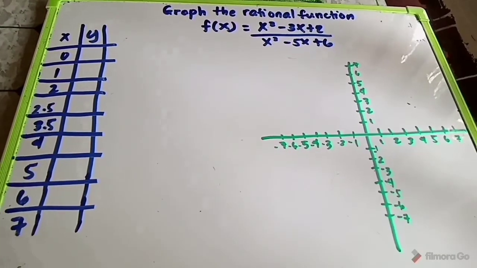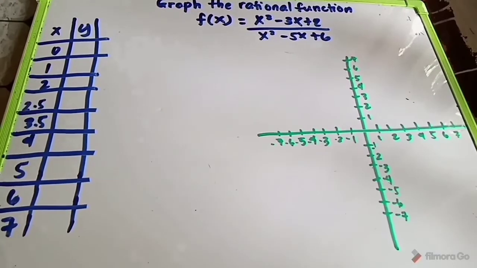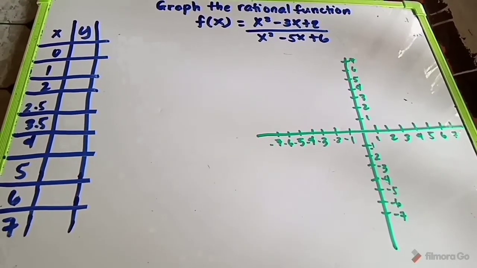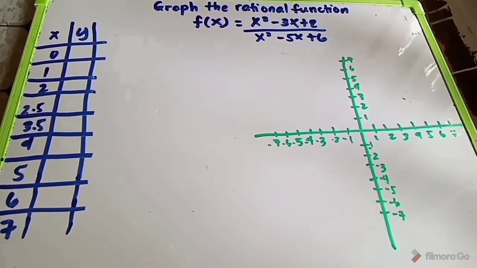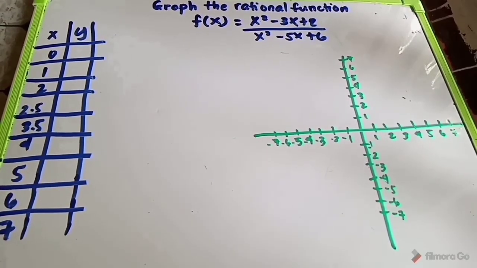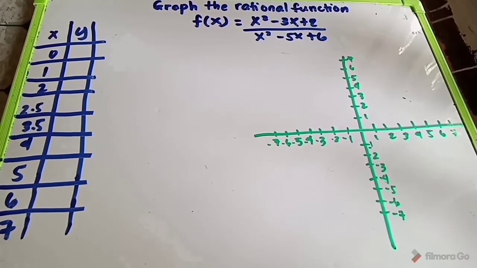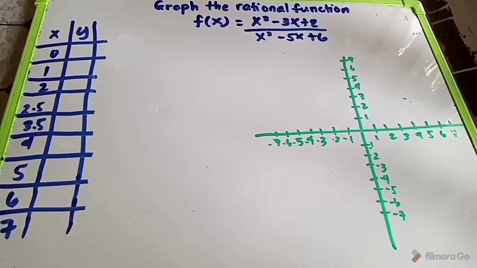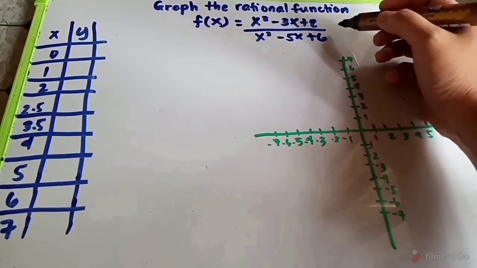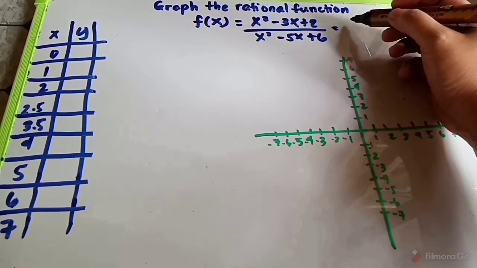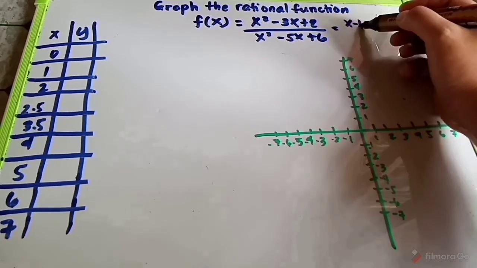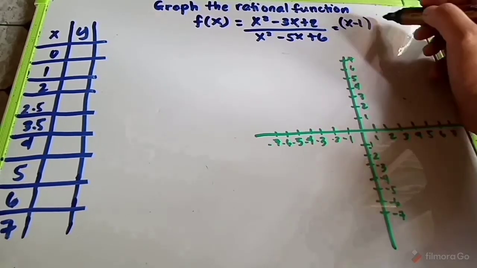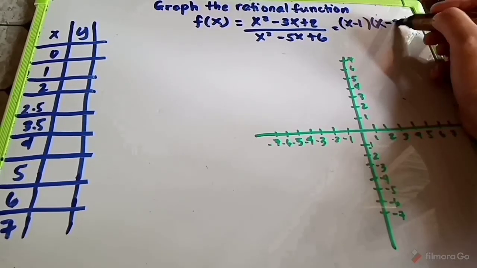Okay, let's have another example of a rational function. Our given f of x is equal to x squared minus 3x plus 2 divided by x squared minus 5x plus 6. So all you have to do is to factor x squared minus 3x plus 2. What will be the factors of x squared minus 3x plus 2? We have the factors x minus 1 multiplied by x minus 2, right?